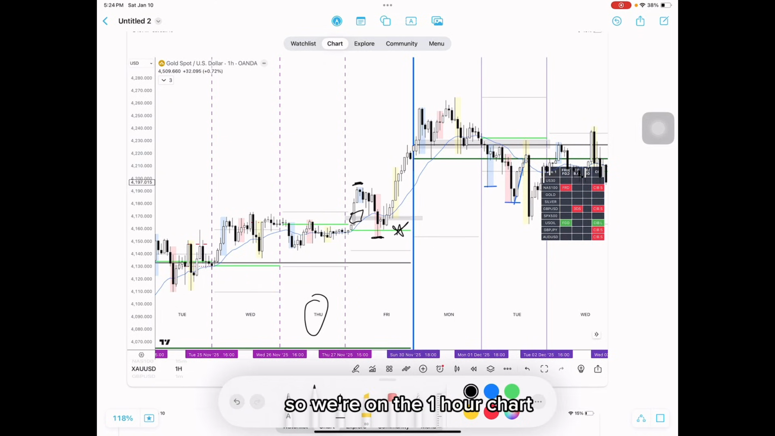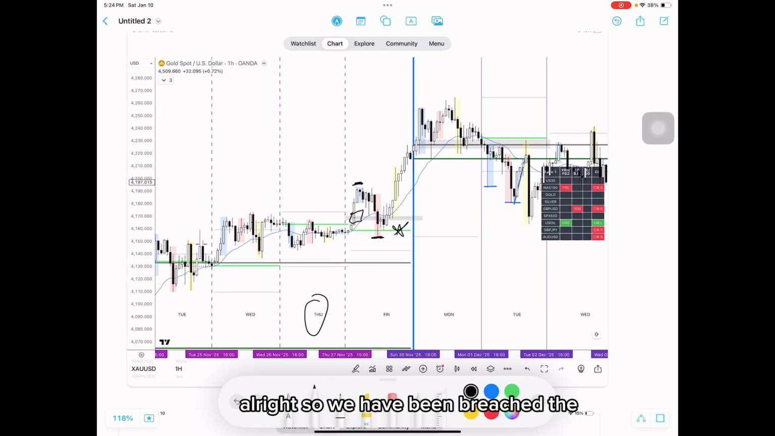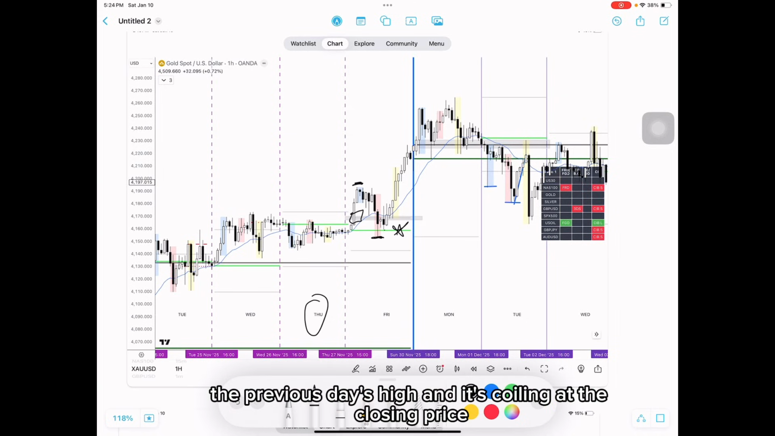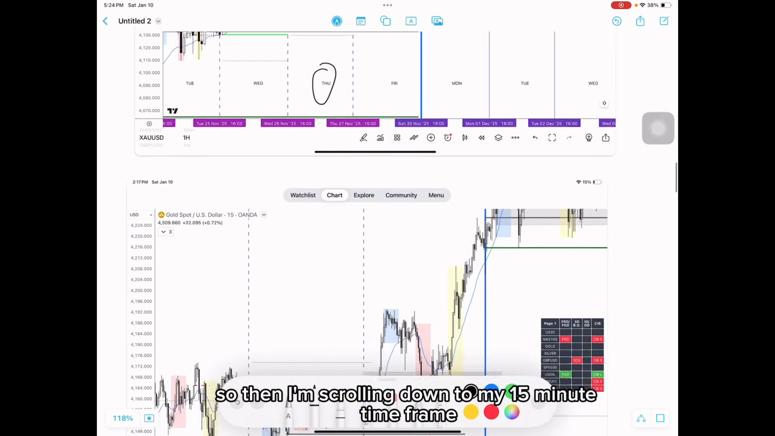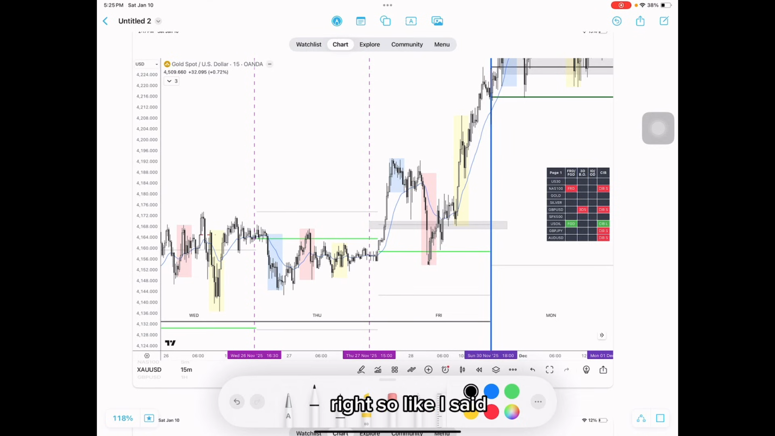So we're on the 1 hour chart. Usually when I'm on my 1 hour chart, I'm looking for the previous day's high to be breached. All right, so the high has been breached. And then it pumps up, coils, and it dumps, all right, in London. So now it's coiling at the previous day's high and it's coiling at the closing price. It's at both levels. So then I'm scrolling down to my 15-minute time frame. All right, and this is what this looks like on the 15-minute, right?